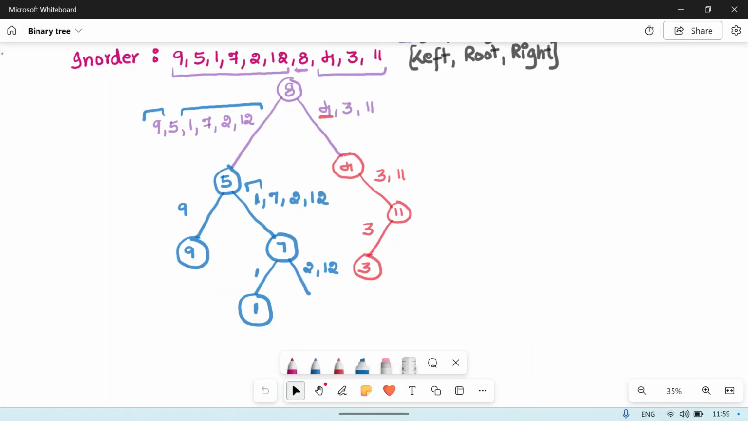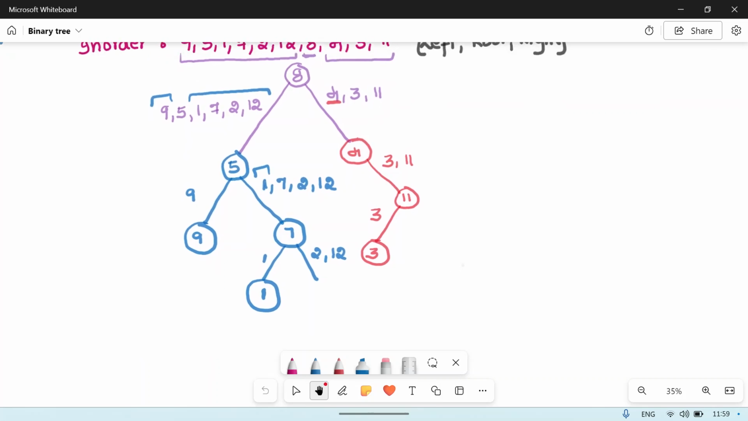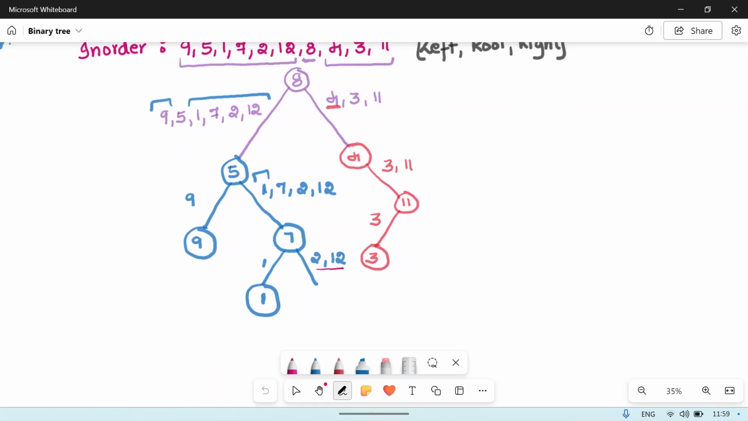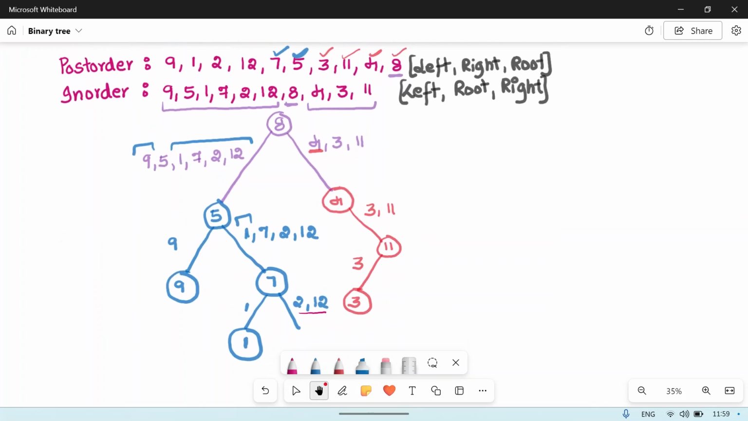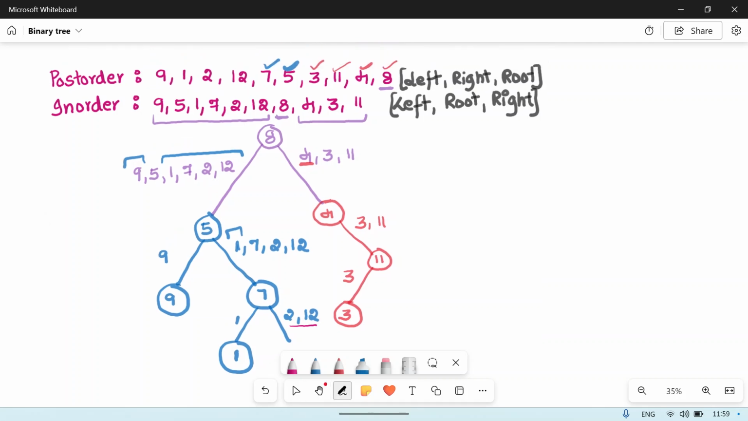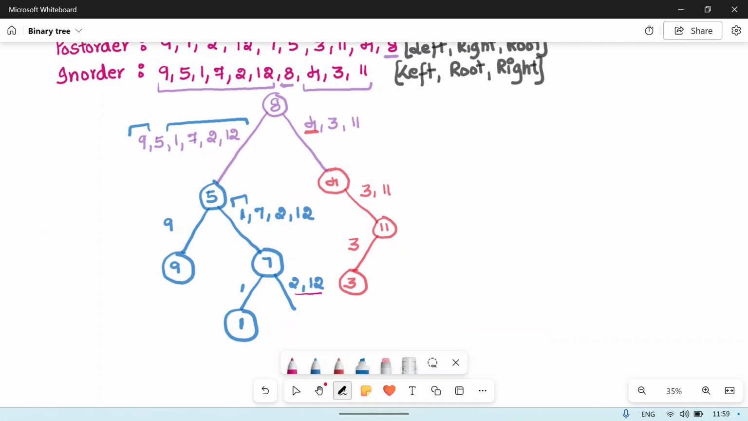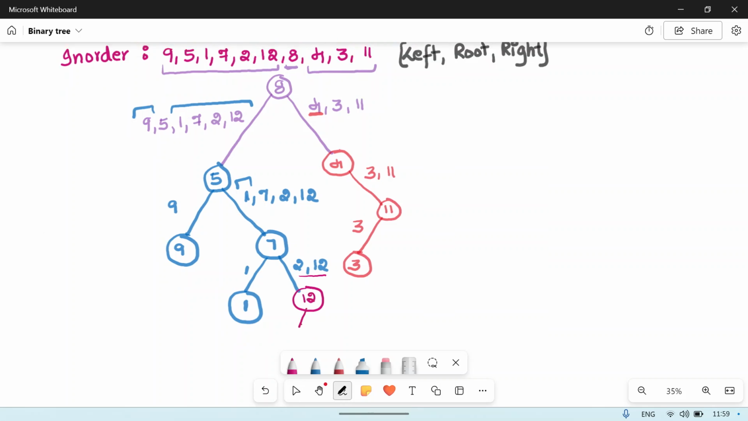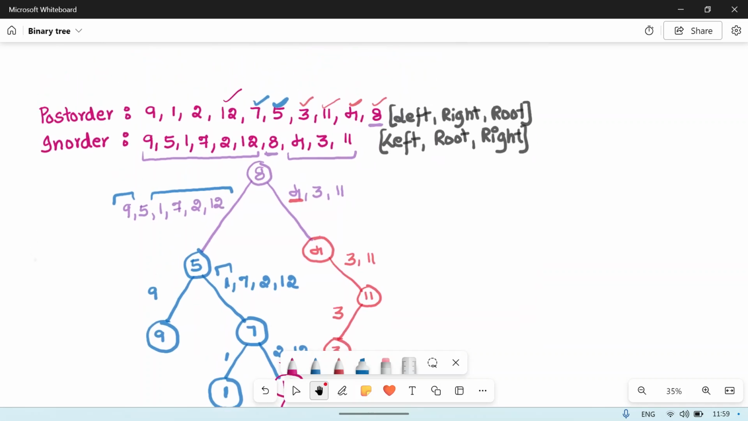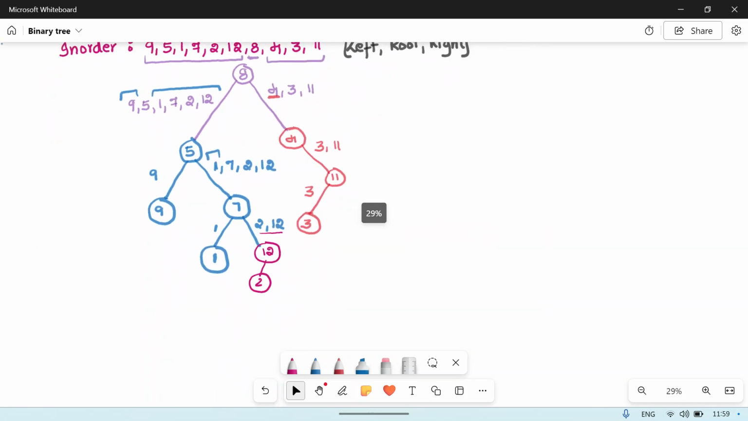Okay, so we'll continue this part. So here we are at 12 and 2. So next node is 12. So 12 comes to this part and 12's left is 2. So this is how you construct the tree using in order and post order. Let me do one more example so that it becomes clear.